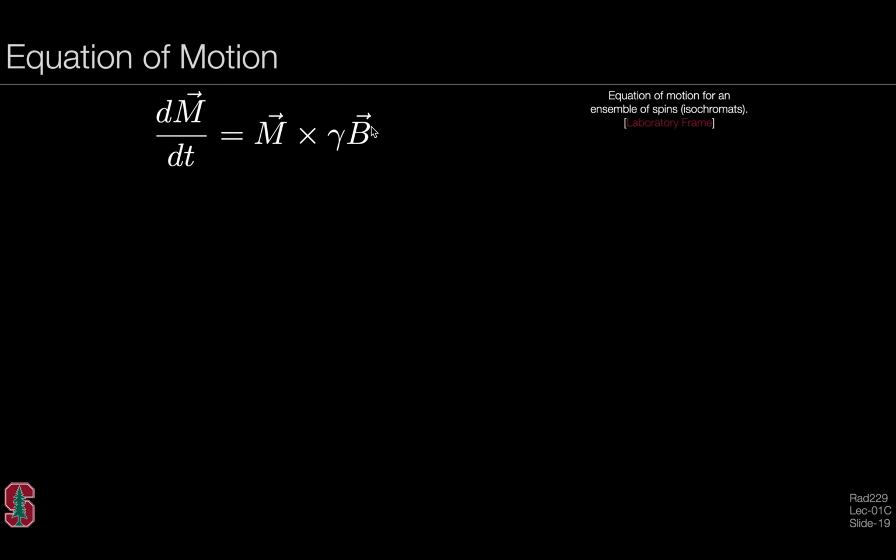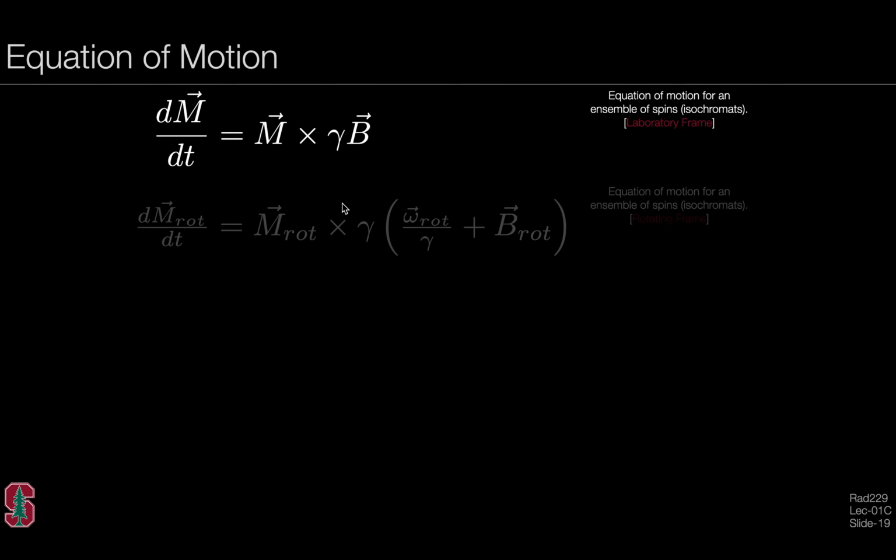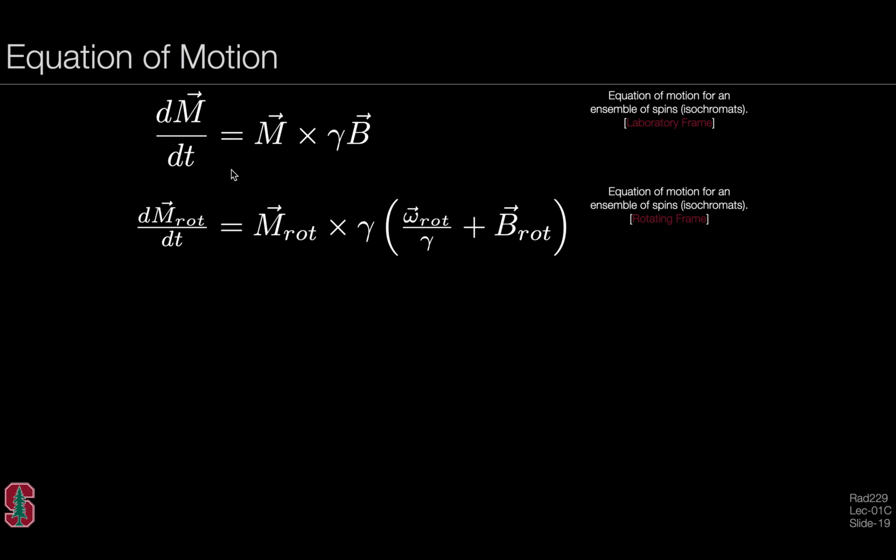Okay, so this is the equation of motion that we saw previously. It tells us how the bulk magnetization dynamics depend on the presence of the externally applied B0 field. And I won't go through the derivation here, but there is a way of transforming this system of equations into an equation of motion for an ensemble of spins, or spin isochromats, the bulk magnetization, in the so-called rotating frame. And fundamentally, what we've really introduced here is this demodulating term, which is the precessional frequency of the spin system divided by the gyromagnetic ratio.